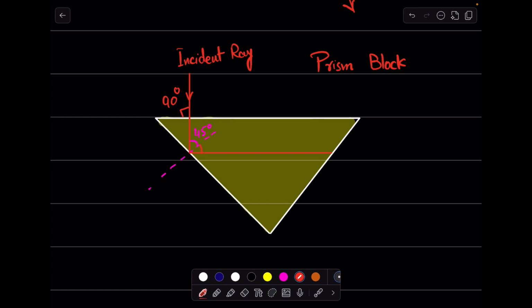Again, when it hits this point, I have to draw the normal here. The normal will be like this. This angle is again almost 45 degrees, and it will again undergo total internal reflection. It will bounce back into the same medium with the same angle, and at this point it's 90 degrees, so it will move straight through it. Okay, so this is the complete process for the light that is moving in the prism that way.